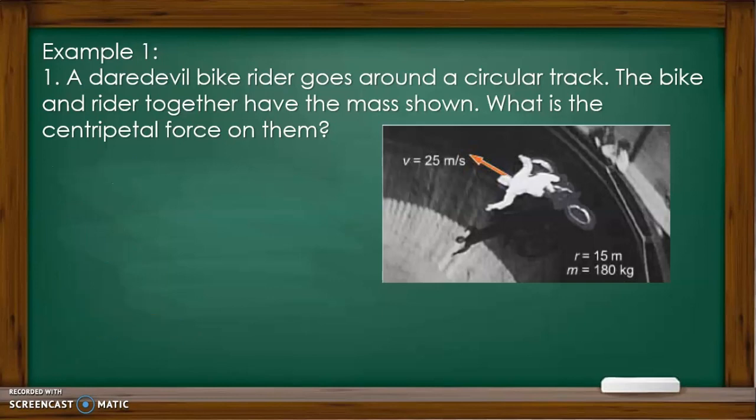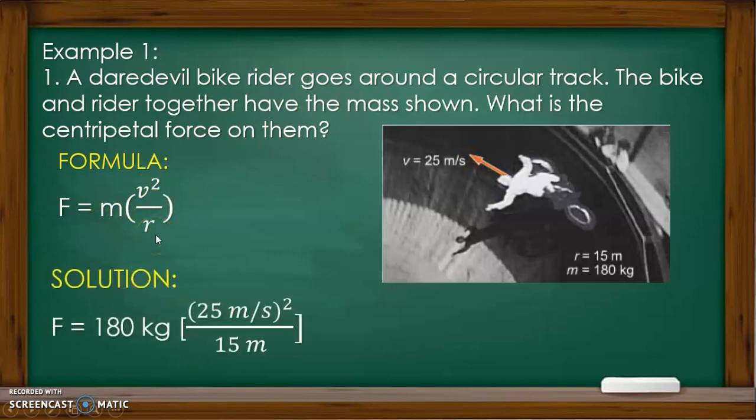Again, in calculating for the centripetal force, we can use Newton's second law of motion formula, which is force equals mass times the centripetal acceleration, or speed squared divided by the radius. We now substitute. So mass is 180 kilograms, speed is 25 meters per second, and radius is 15 meters.